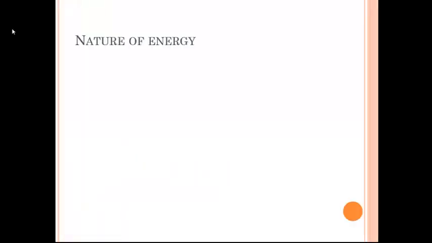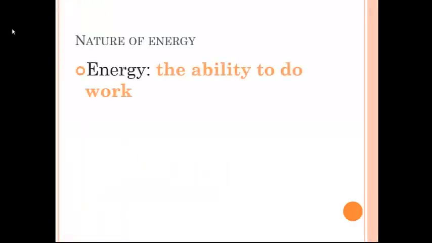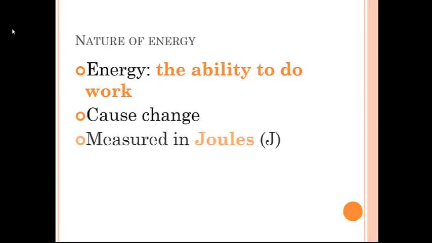Introduction to the nature of energy. So energy is actually the ability to do work, and work is applying a force through a distance. So you have to be able to move an object in order for work to be done on it. This causes a change in motion or in temperature, or this causes some type of change within the object. Both work and energy are measured in what we call a joule.